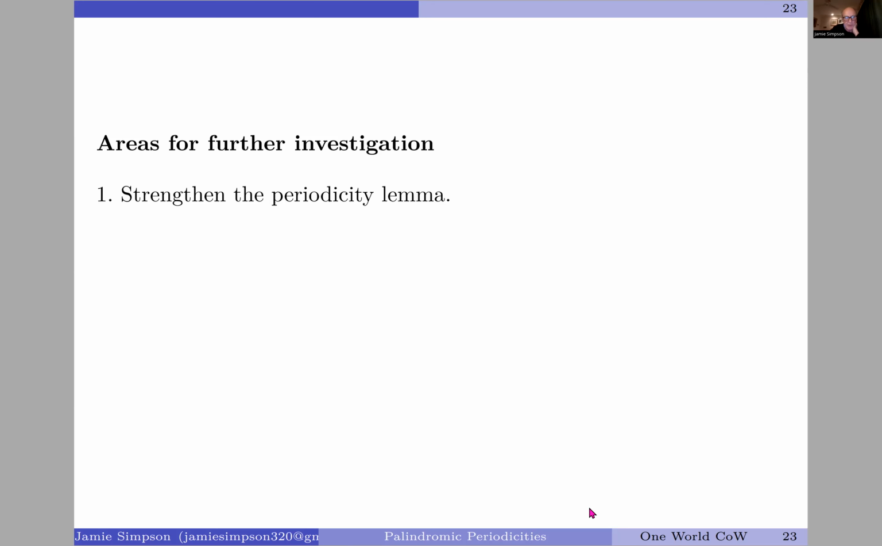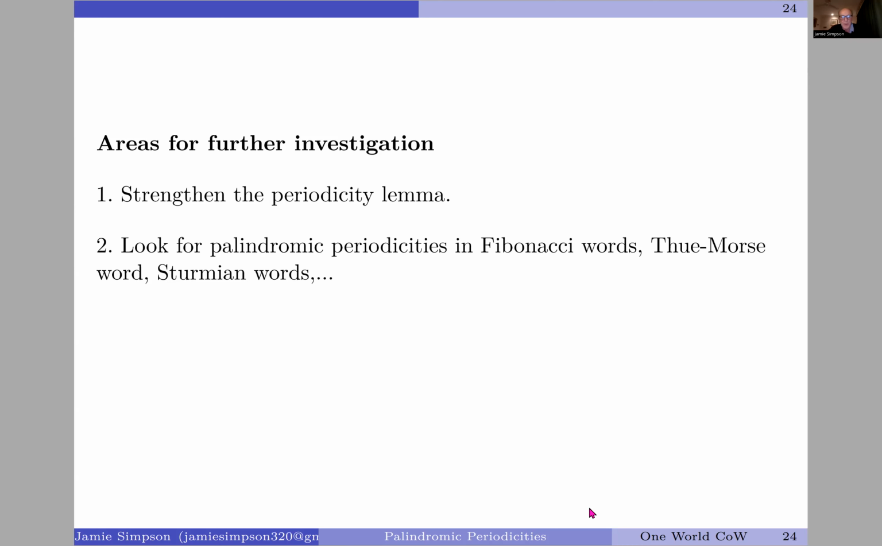The next thing is to look for palindromic periodicities in famous words like Fibonacci words, Thue-Morse words, Sturmian words, and various other things. These are the sort of things that people have done with ordinary periodicities.